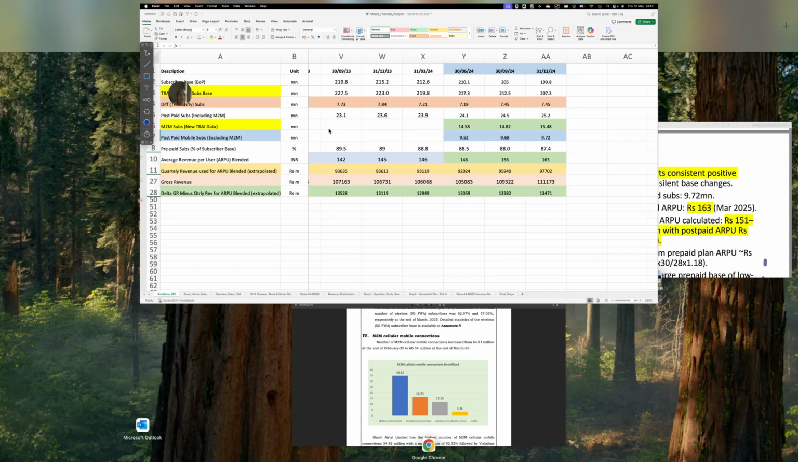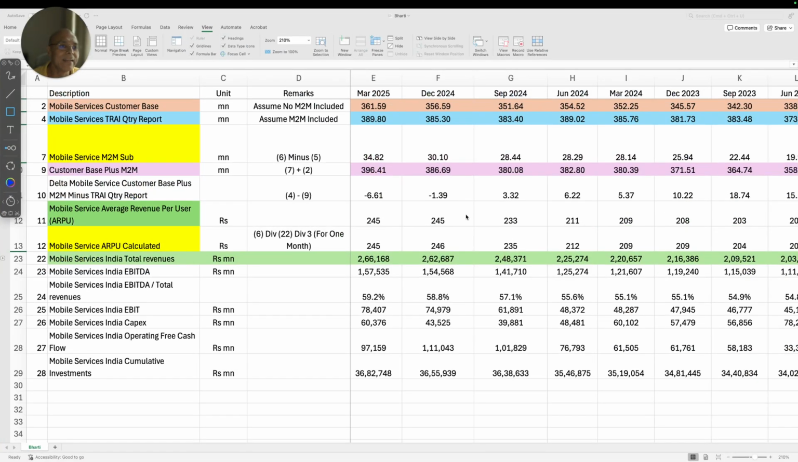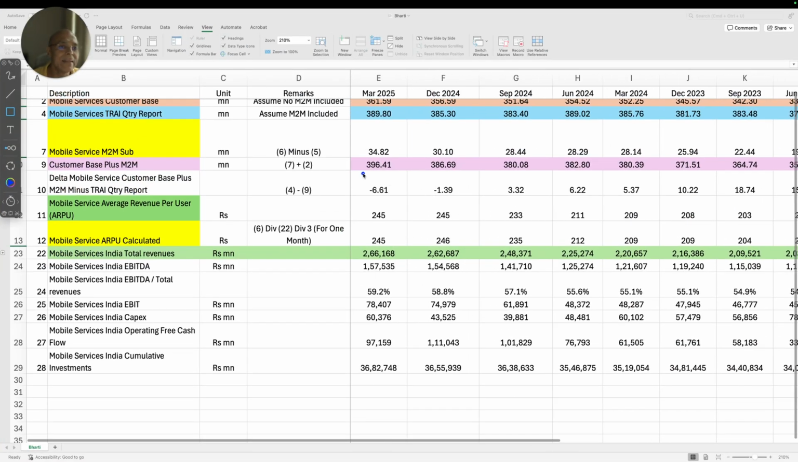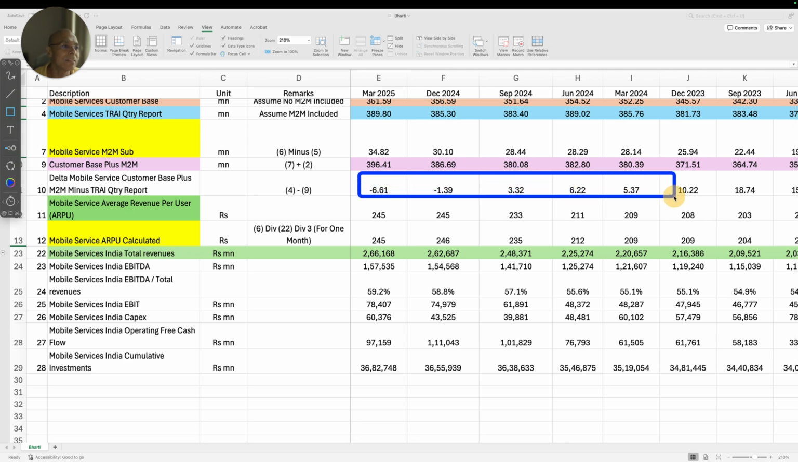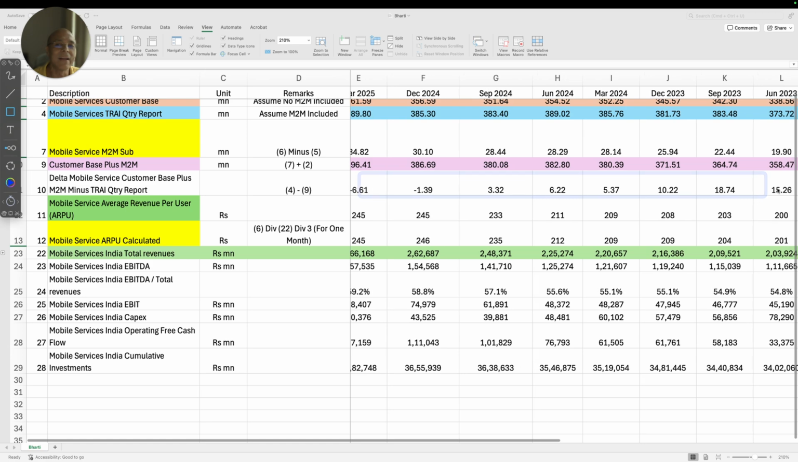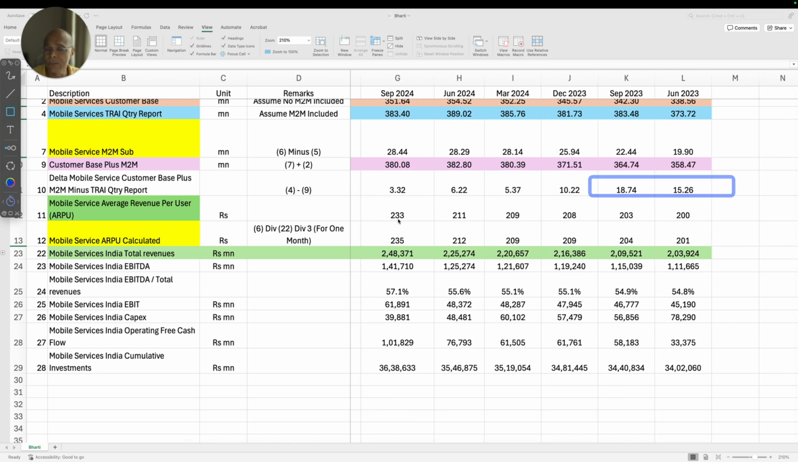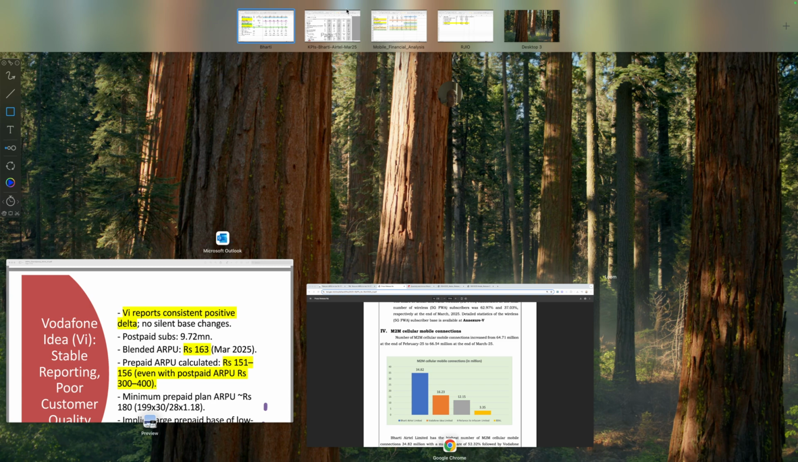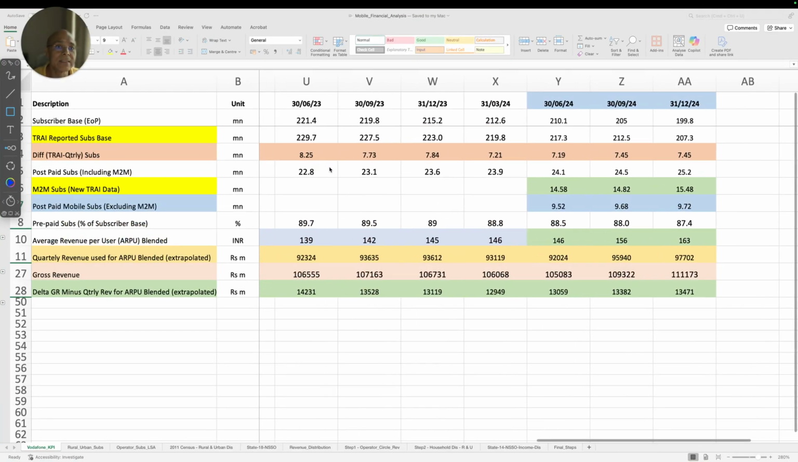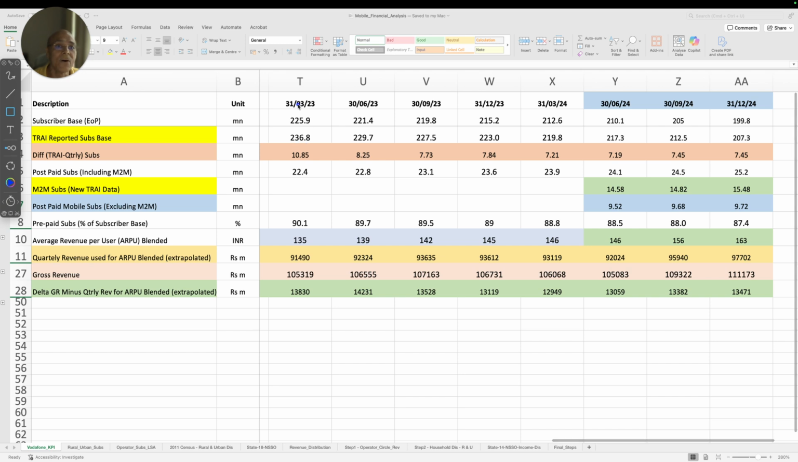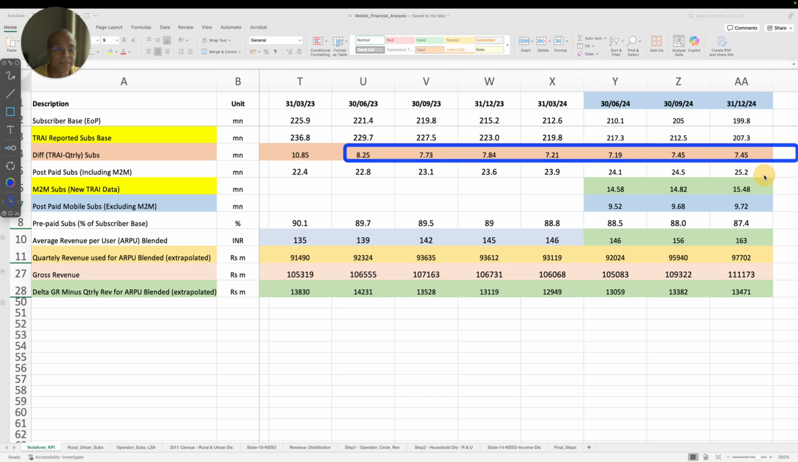Whereas in case of Airtel, just go and have a look. This delta is changing, right? Minus, plus, and then it kind of goes on inflating. Why should there be such a huge change in delta? Whereas in case of Vodafone Idea, this number has stayed consistent for quite a bit of time, right?